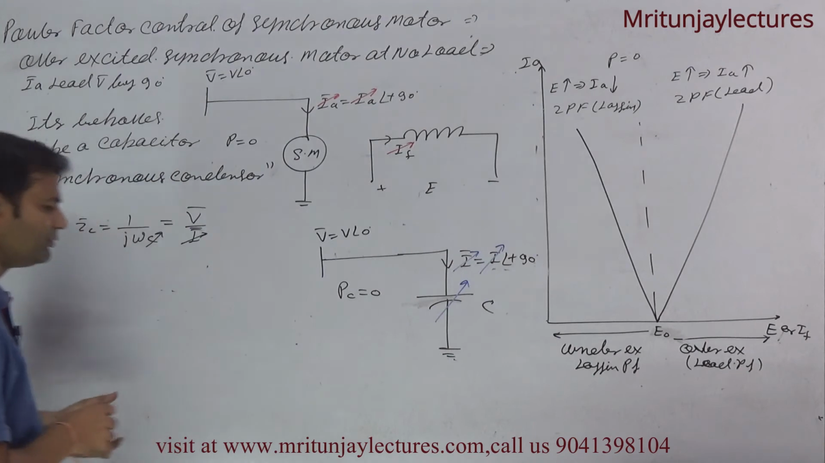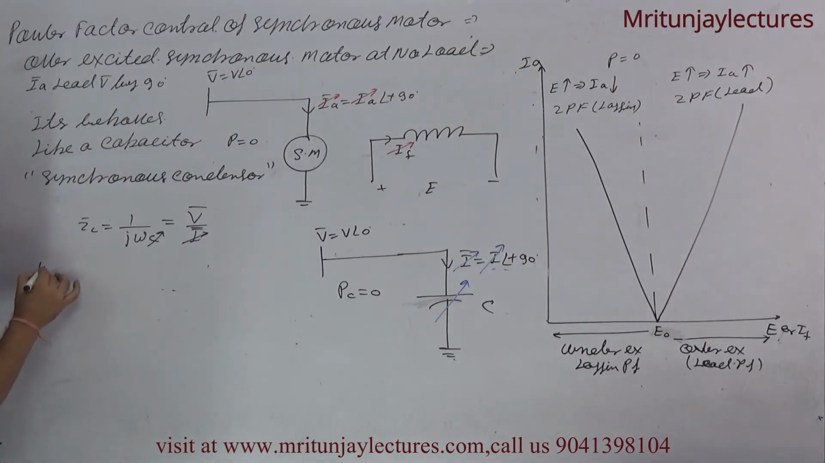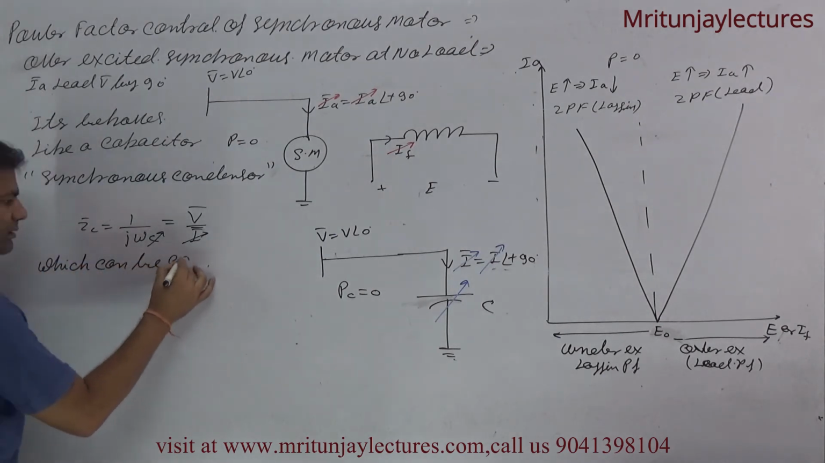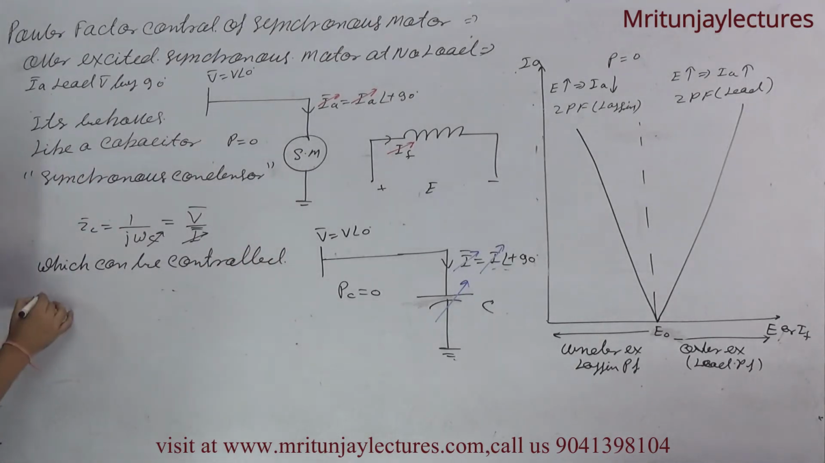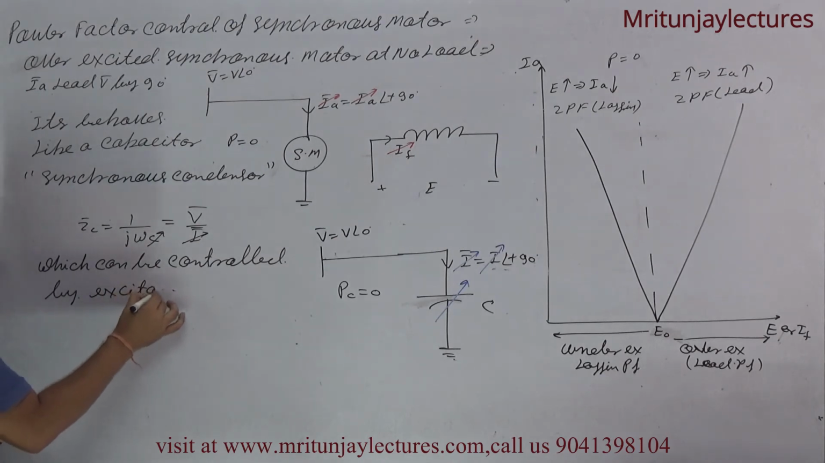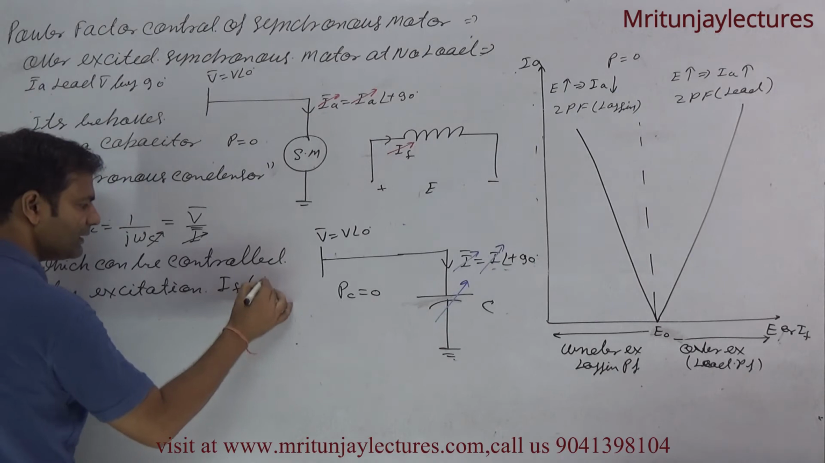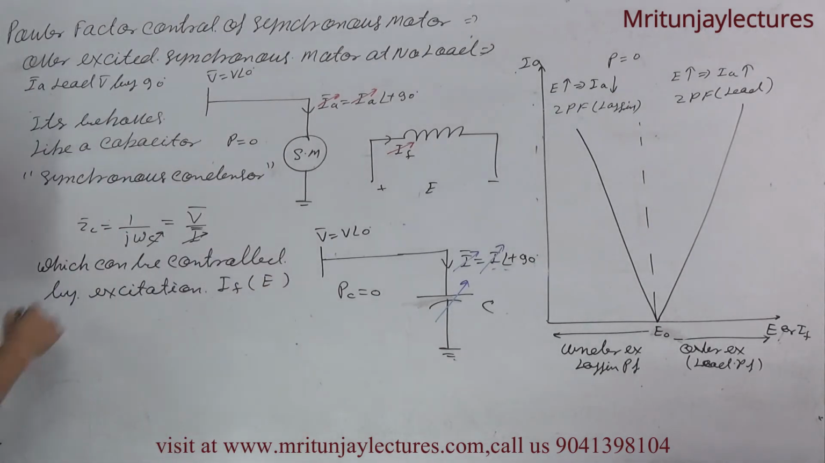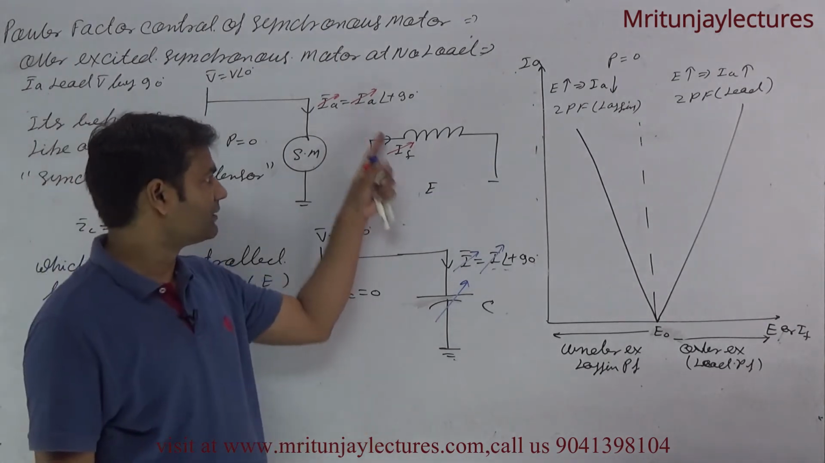So you can write that it can be controlled by excitation IF, that is E. Clear? Which can be controlled by excitation IF. IA is controlled by IF.